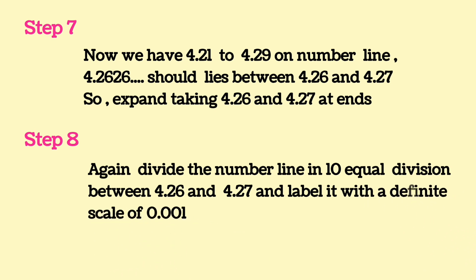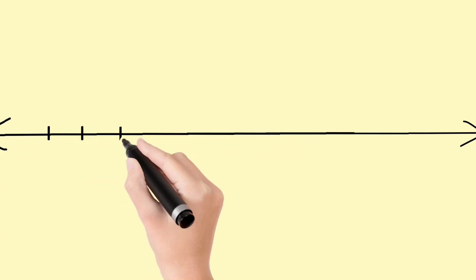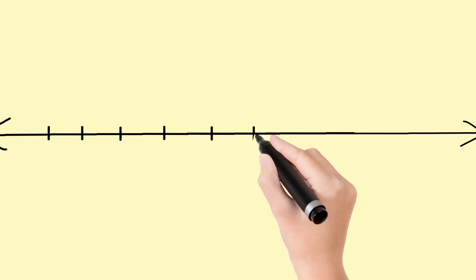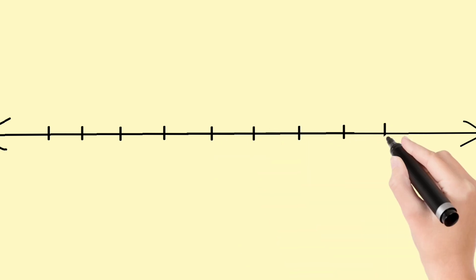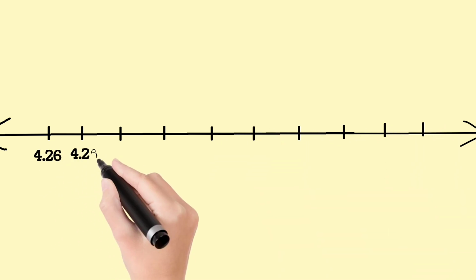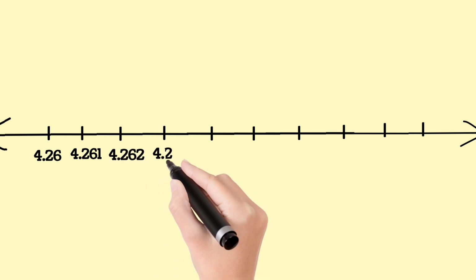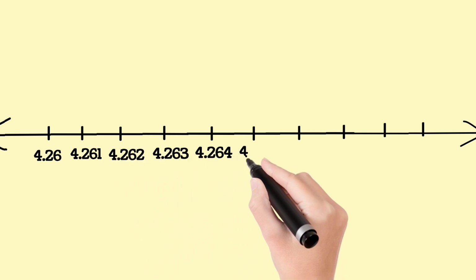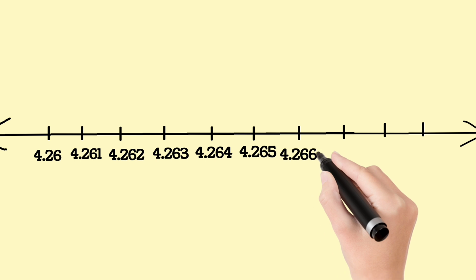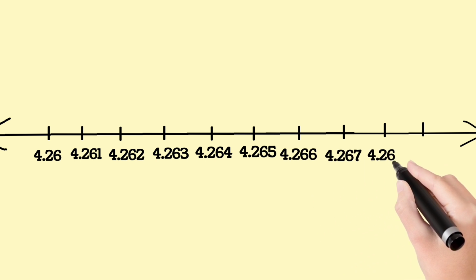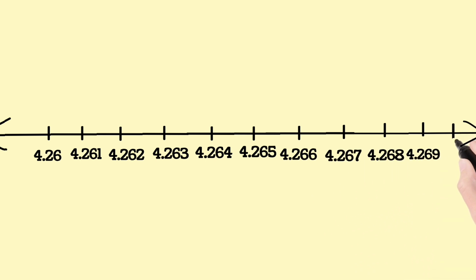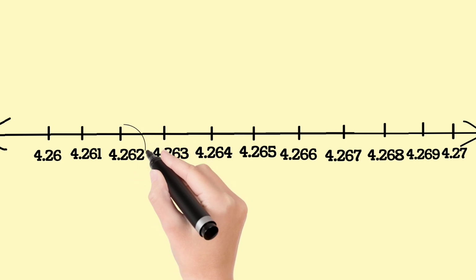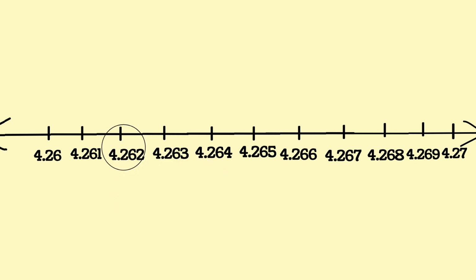definite scale of 0.001. Now take a number line with an arrow at both ends and divide this number line equally into 10 divisions with a scale of 0.001 and mark it with 4.26, 4.261, 4.262, 4.263, 4.264, 4.265, 4.266, 4.267, 4.268, 4.269 and 4.27 and mark 4.262 with a circle.